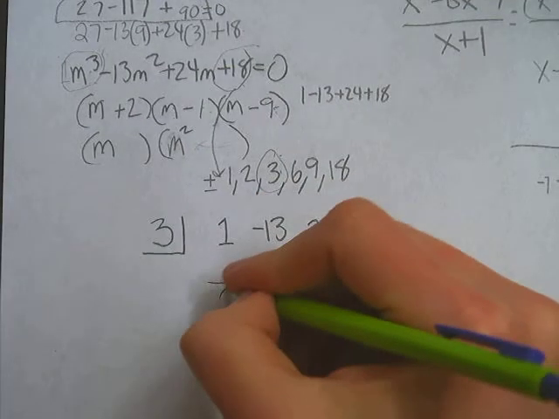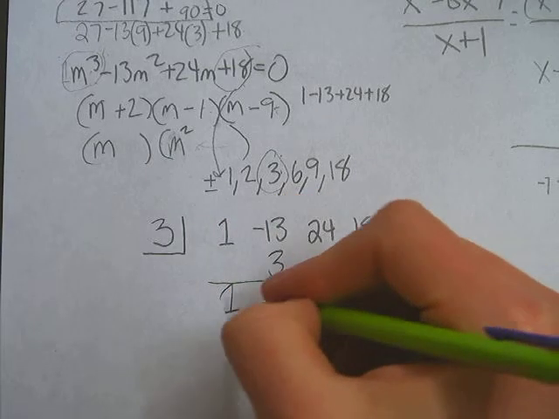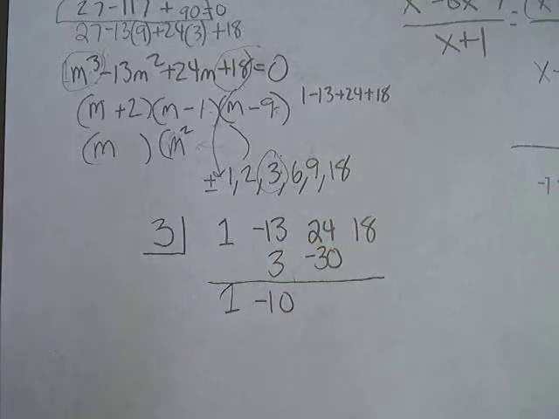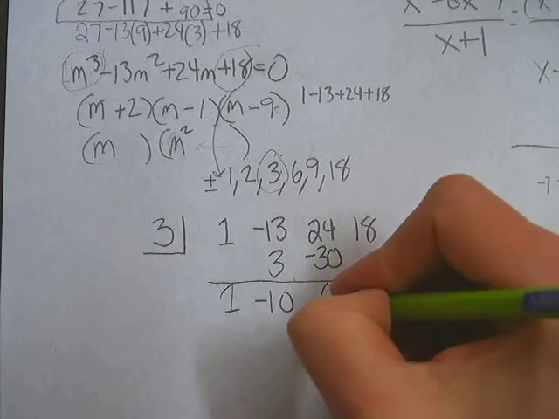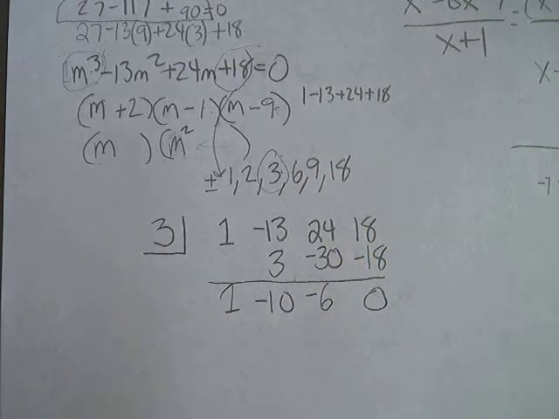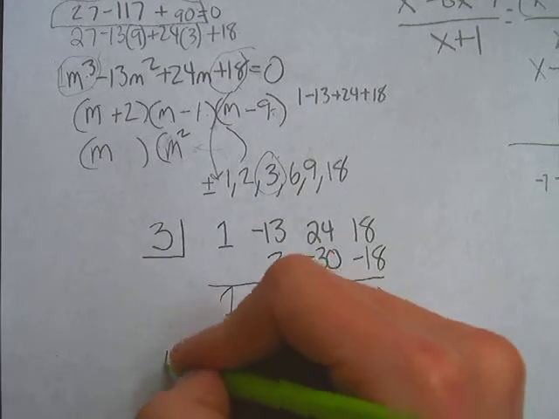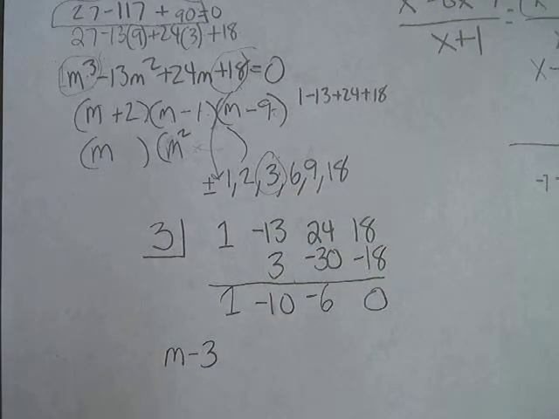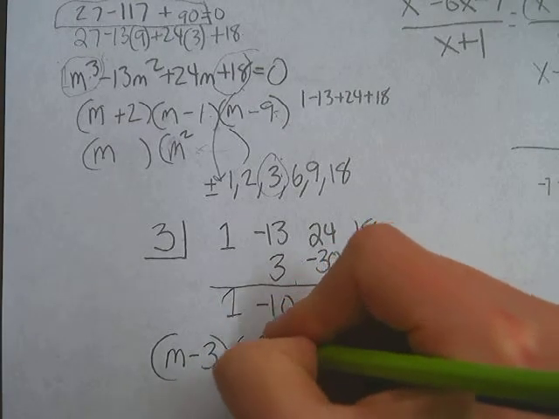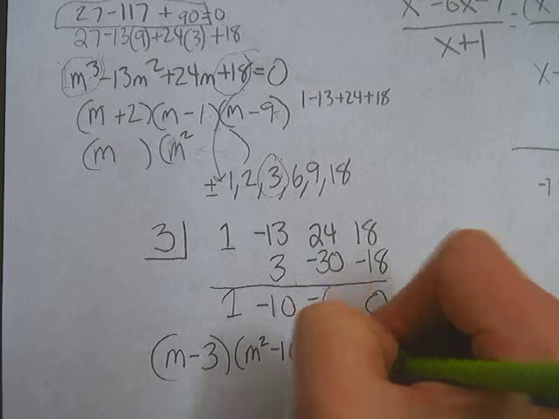And so now I'm going to do synthetic division with this. I drop down the 1, 1 times 3 is 3. Add those together, -10 times 3 is -30. Add those together, -6 times 3 is -18, and heck yes, it goes in cleanly. So now I know the factors of this are an m minus 3, and a term that's m squared minus 10m minus 6.